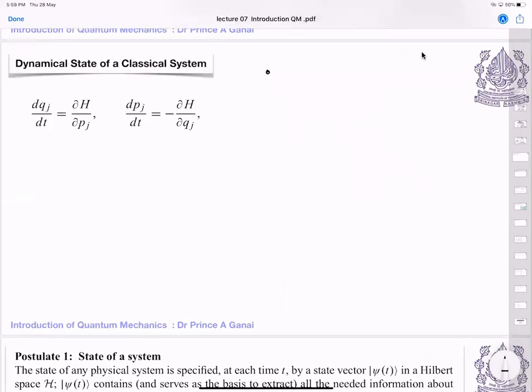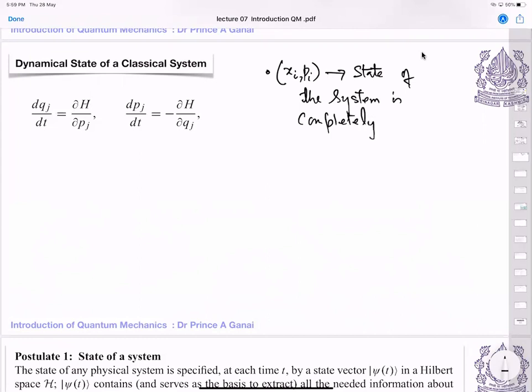Now, a classical system is defined if you have a fixed position, say initial position, and initial velocity or momentum. So, one and the same thing. If you fix the position and momentum of a classical system, then we say the state of the system is completely determined. The state of the system is fixed. The system is completely defined. So the state of a classical system is completely defined if we fix position and velocity.